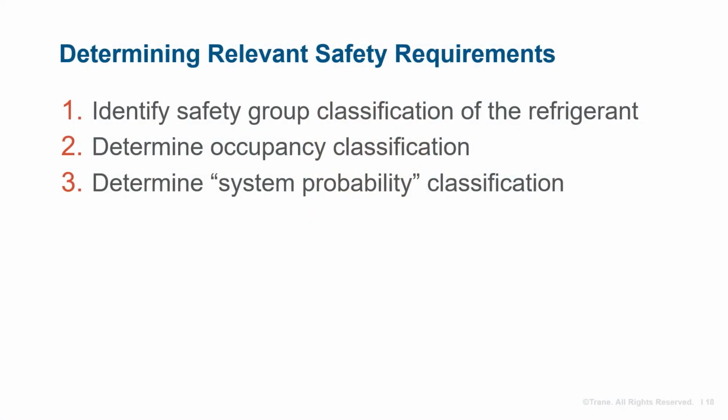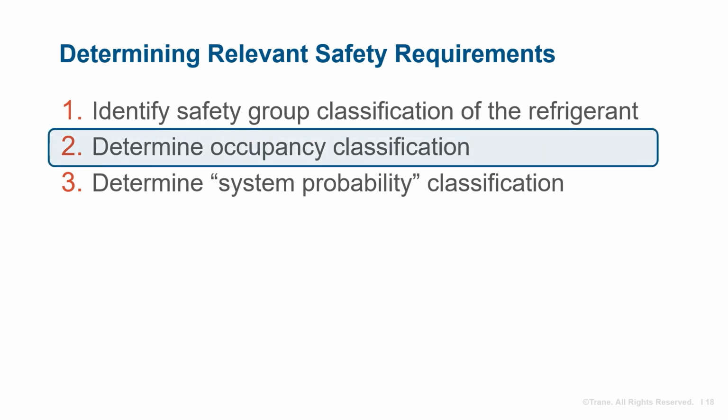Thanks, Steve. So I mentioned there are 3 steps for determining which safety requirements apply to a given refrigeration system. Steve just showed us the first step, which is identifying the safety group classification of the refrigerant. The second step is to determine the occupancy classification of the space served by the system.